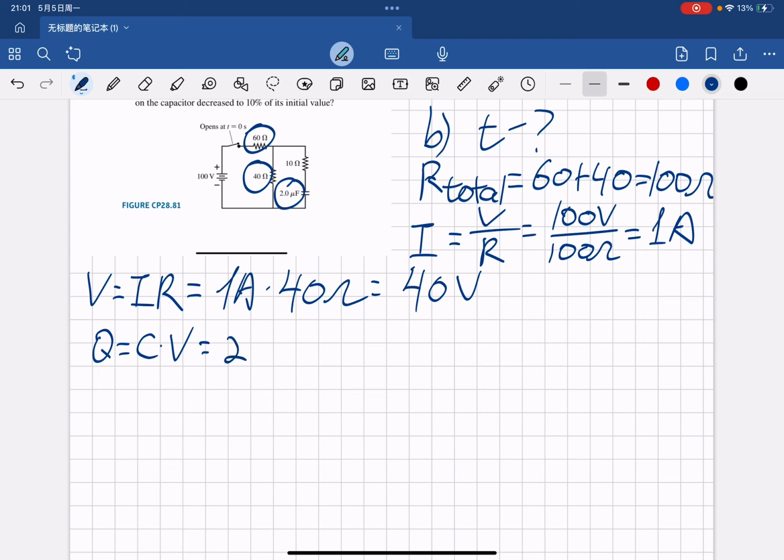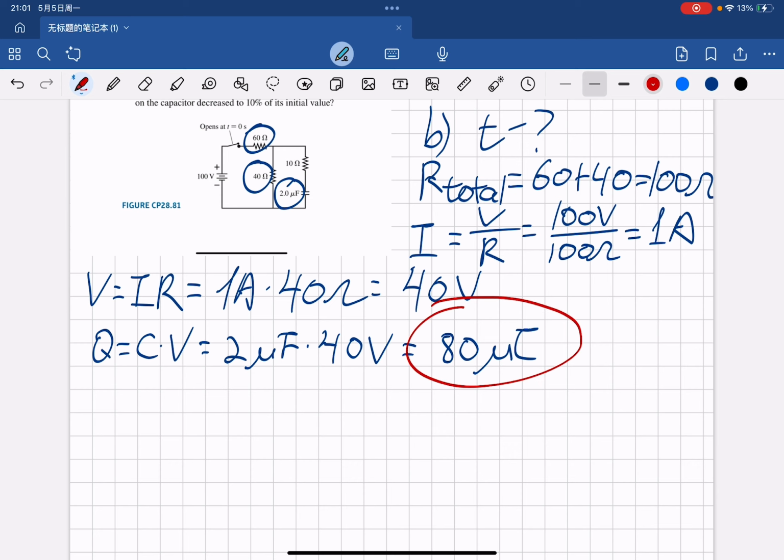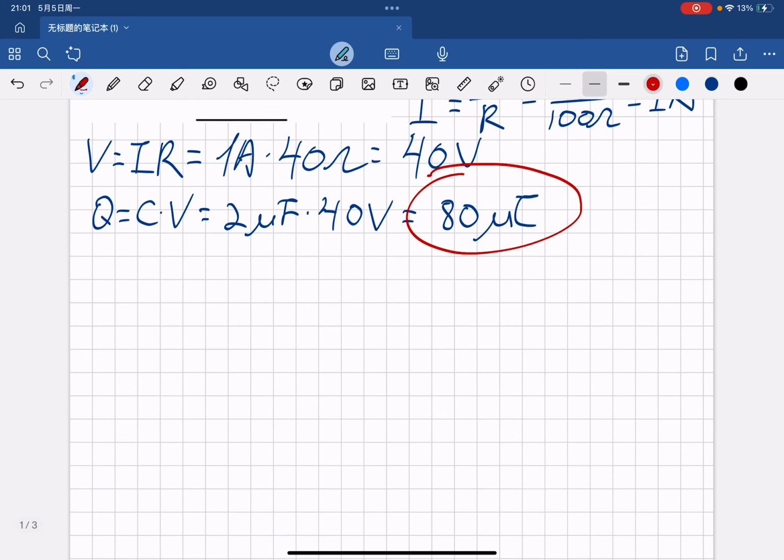2 microfarad times 40 volt is equal to 80 microcoulombs. So the initial charge on the capacitor is equal to 80 microcoulombs. This is our answer for part A.